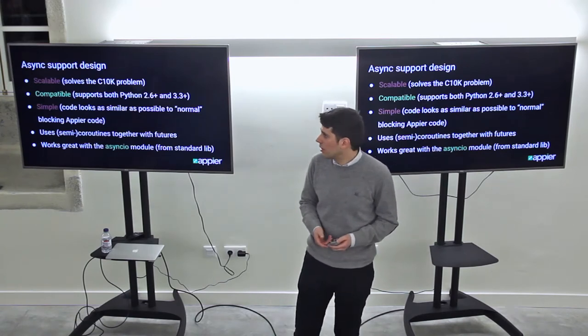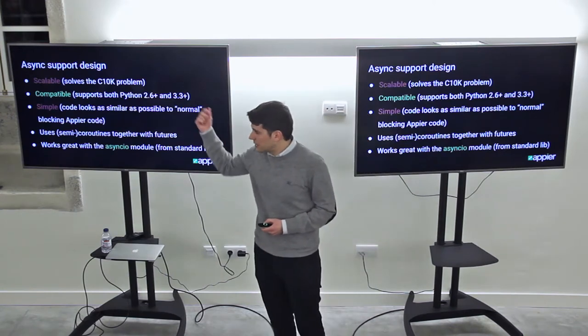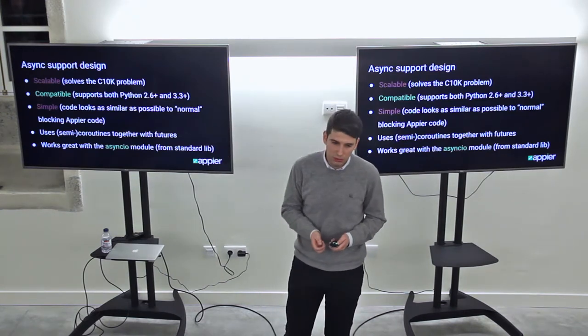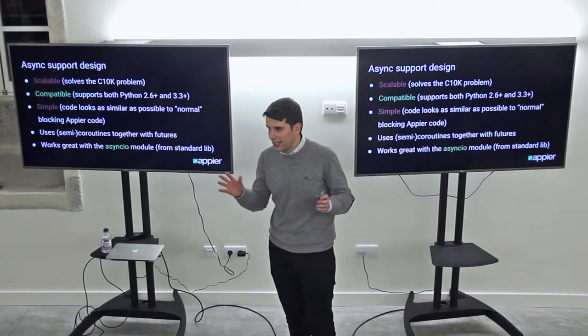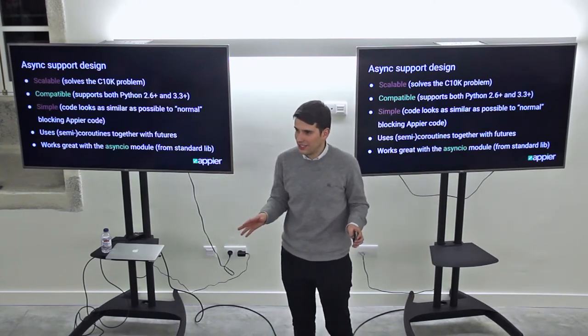Talking about asynchronous I/O should always remind us of the basic scalability problem, the C10K problem. It's a well-known problem. Again, who knows what C10K is?